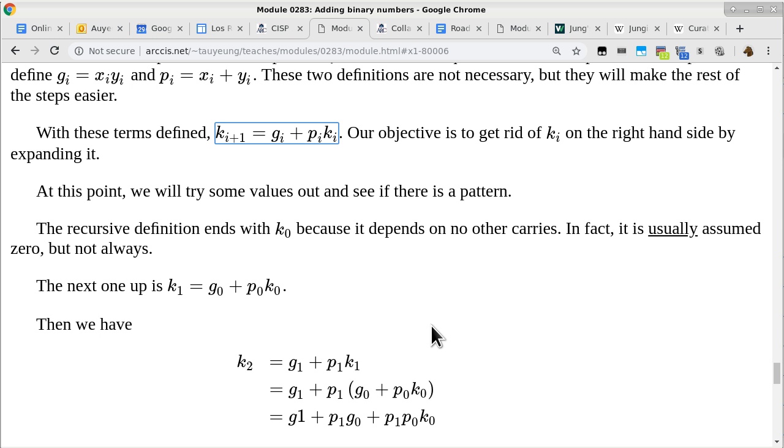Sorry? Yeah, not counting the time to calculate P0 and G0, because those you can assume are done already. So is everybody convinced that, given that you already have the G terms and the P terms, K1 will only take 2 propagation delays to get it done?